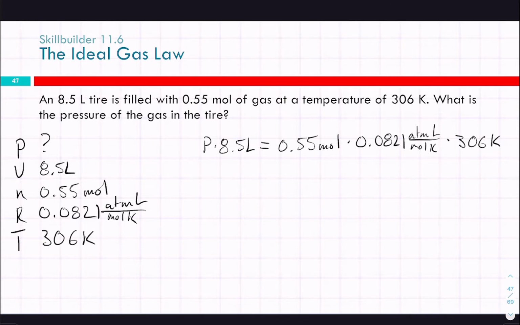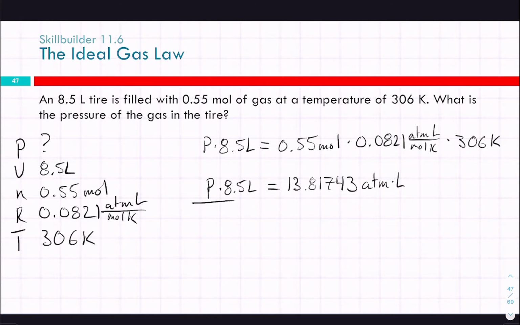So 0.55 times 0.0821 times 306. So it's 13.81743. What are the units going to be there after we multiply by number of moles and Kelvin? Atmosphere liters. So atmosphere liters, it's a compound unit. And on this side, we still have pressure times 8.5 liters.